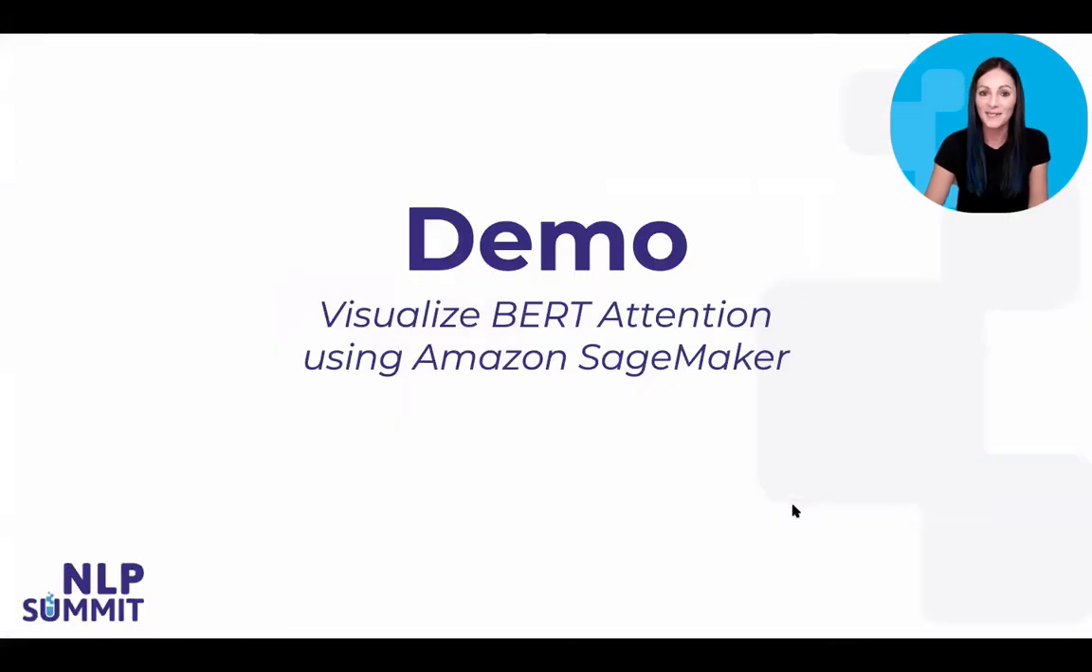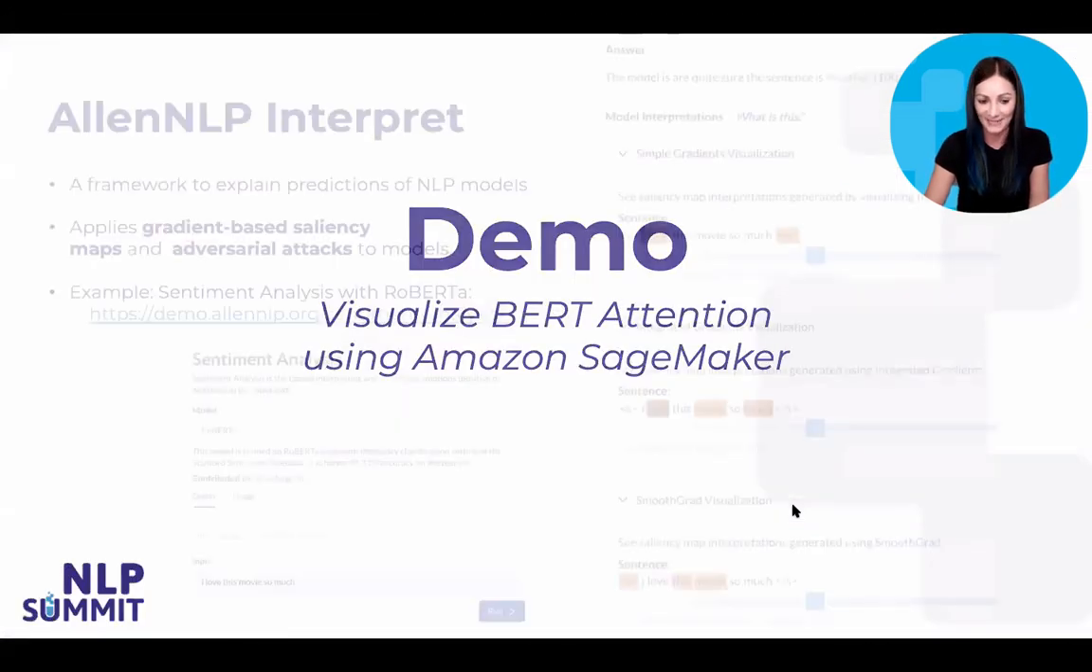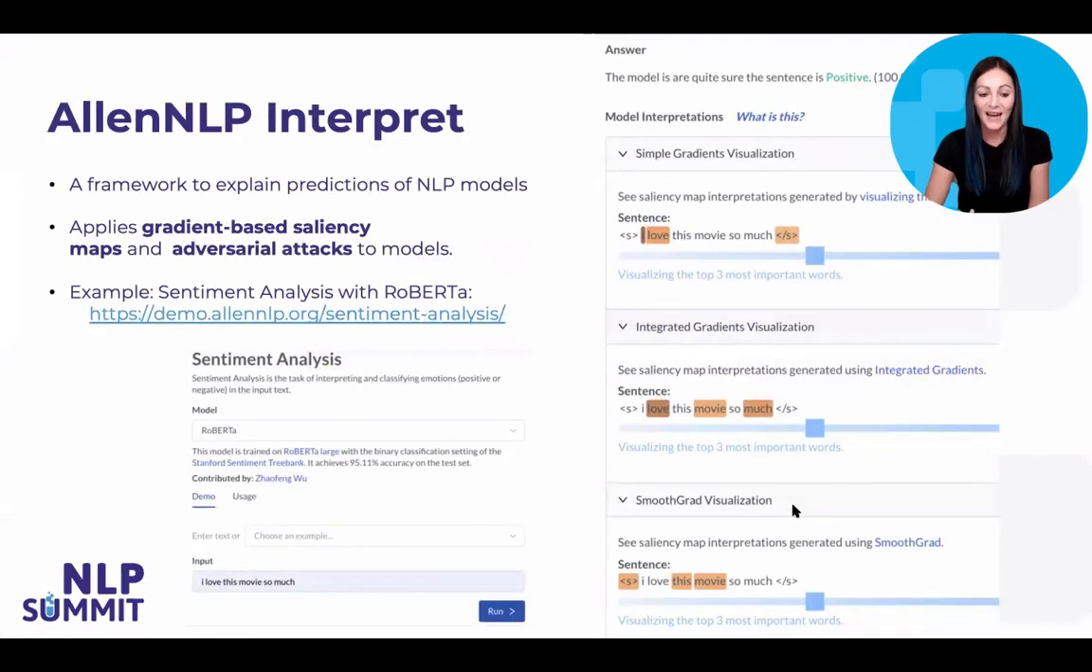Let's jump back into the slides to wrap up the session. I initially said that there's a discussion about whether attention is actually explanation. And another interesting project is actually LNLP Interpret. And this one is using gradient-based saliency maps and adversarial attacks to try to explain predictions of NLP models.